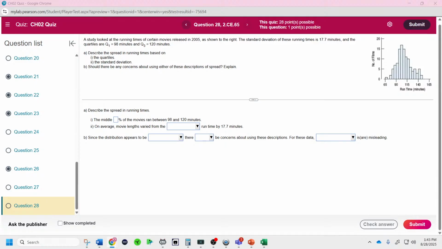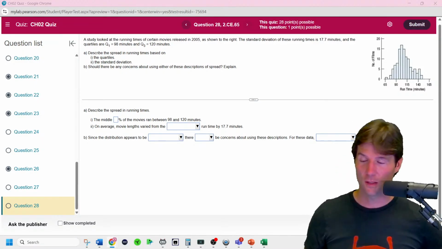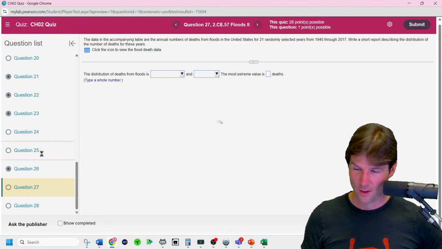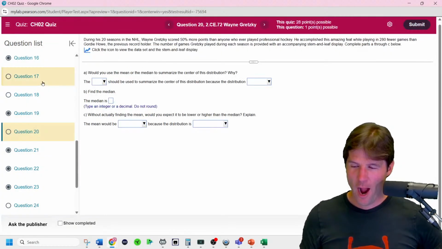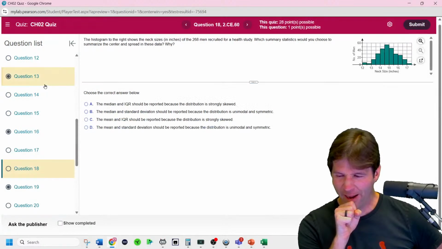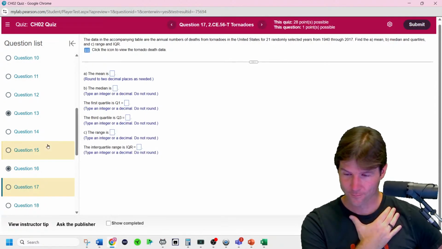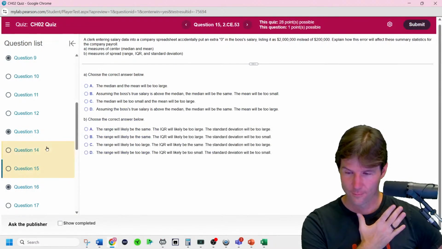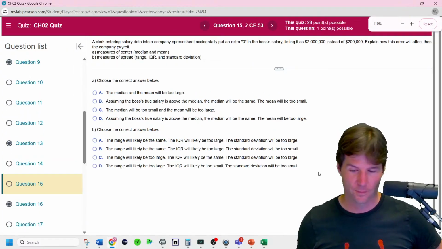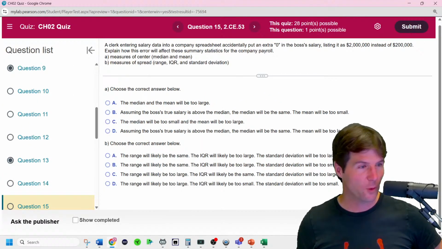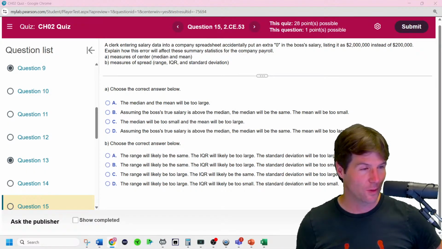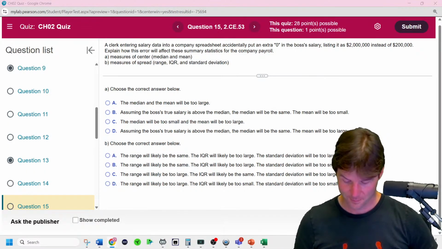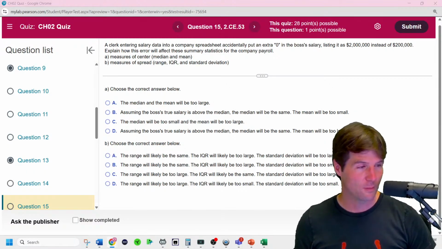Okay. A clerk entering salary. Let's do it. How many of these can we do? A clerk entering salary. We don't have any more questions. What other questions can we get? I'm always tempted to drink another Red Bull. Tempted. I shouldn't, but I'm tempted.